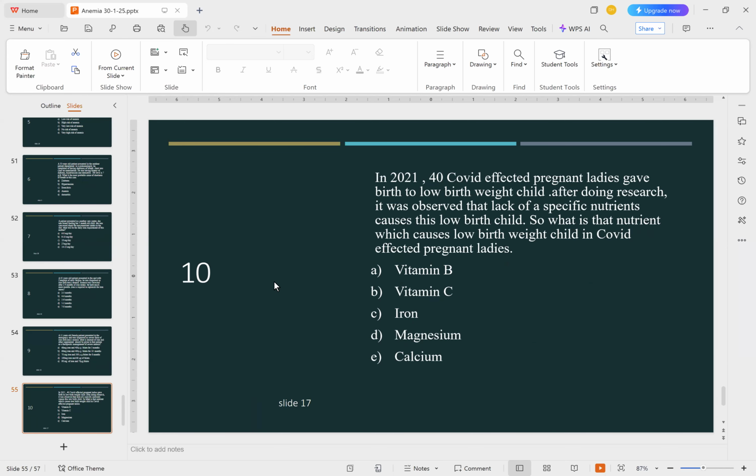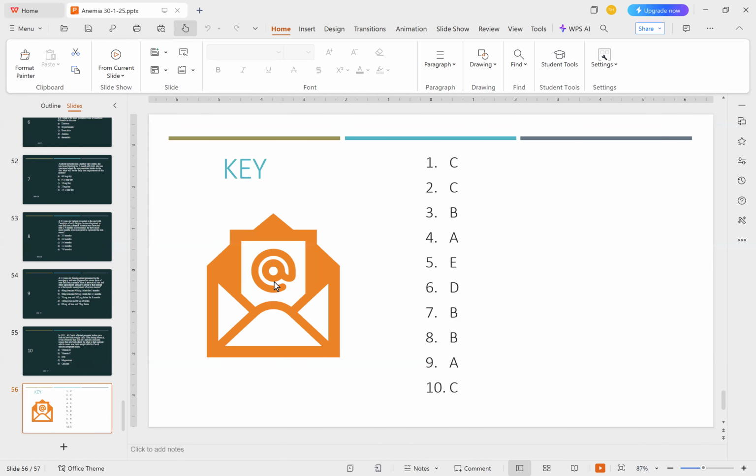In 2021, 40 COVID-affected pregnant ladies gave birth to low birth weight children. After doing research, it was observed that lack of a specific nutrient causes this low birth weight. So, what is the nutrient which causes low birth weight in COVID-affected pregnant ladies? Vitamin B, vitamin C, iron, magnesium, and calcium. It's C, iron. This is the key for our MCQs.